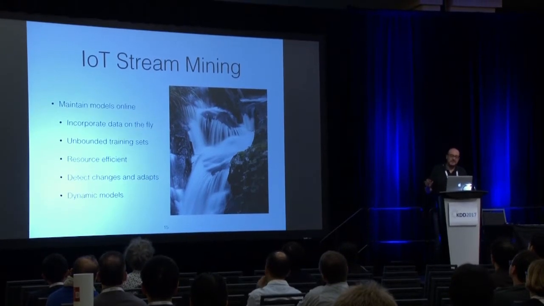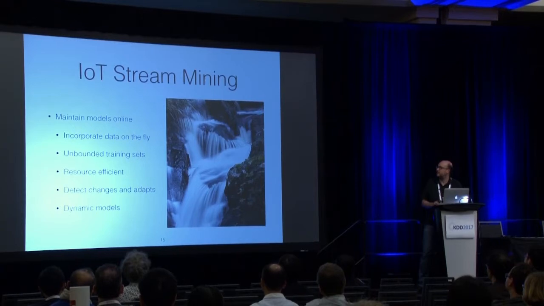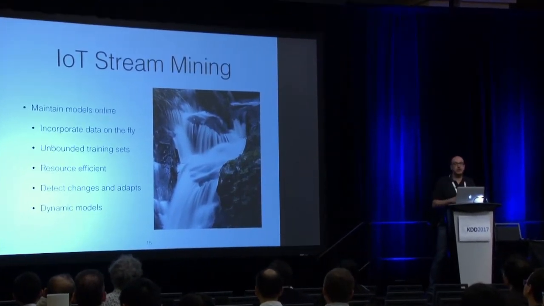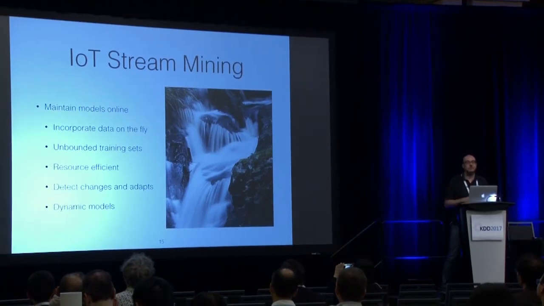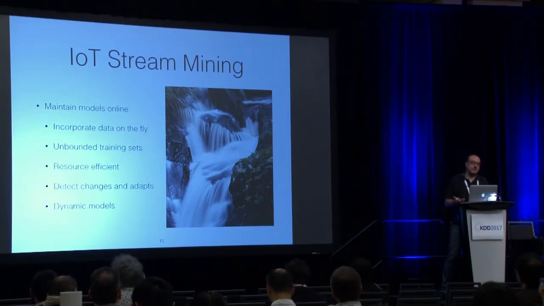Okay, so this is what we call the data stream mining setting, the IoT stream mining setting, where we do only one pass over the data. We don't store the data. We have to be very efficient in terms of time and memory. And we need to be able to adapt to the changes. So we need to detect changes in the stream and then update our models accordingly.